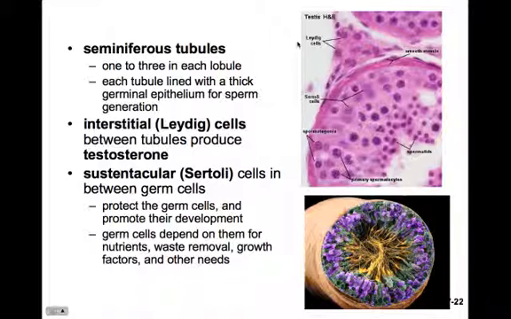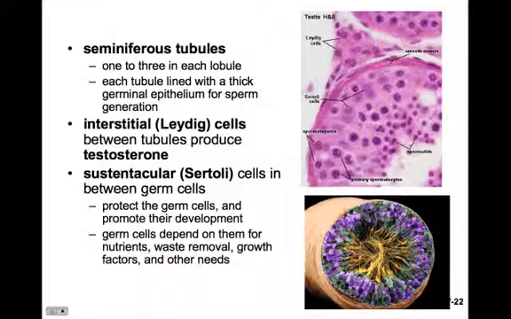We have interstitial or Leydig cells that are between the tubules, and those produce testosterone. And then there are sustentacular cells or Sertoli cells that we'll see inside the tubules, but between the germ cells. Here you can see in a scanning electron micrograph that we have the tails of the sperm in the center of the tubule, and we have the Sertoli cells here in purple, and the germ cells developing sperm in green.